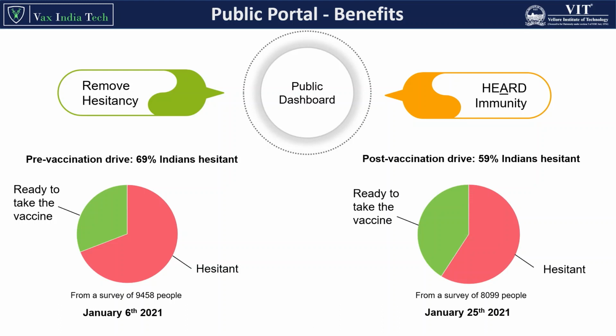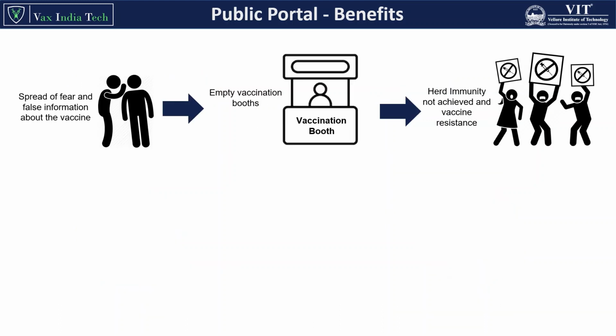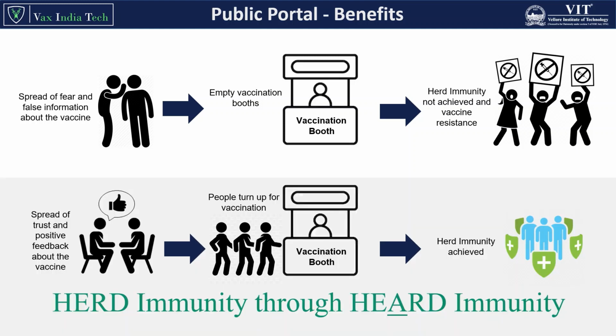By using our public dashboards, the citizens will have access to these real-time vaccination statistics. Listening to rumors and misinformation about the vaccine will discourage people from getting vaccinated, and we won't be able to achieve herd immunity. Whereas if we focus on the facts and spread trust in the vaccines, people will turn up for vaccination. Thus, we can only achieve herd immunity through HEARD immunity, by which we mean that India should be immune to the fake news heard about the vaccines.